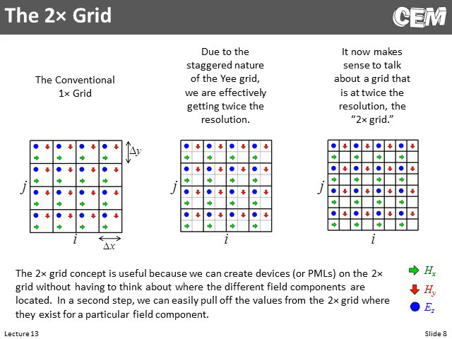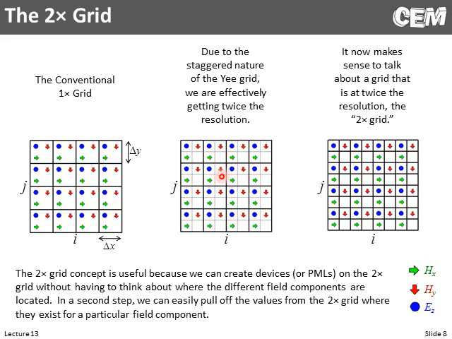So now let's introduce the 2x grid and what is meant by that. So here we are at our conventional grid. Each one of these squares is one cell, and we understand that our field components are staggered due to the Yee grid. Well, notice the placement of this. Isn't this sort of like we're getting twice the resolution, since these are placed at intermediate points in the grid? And that's exactly it. We really are getting, in a way, twice the resolution.